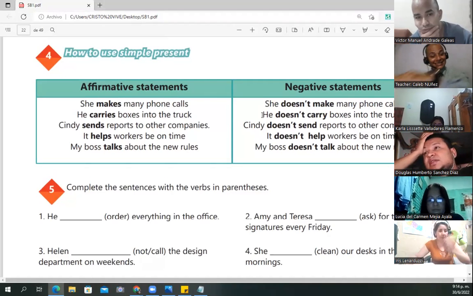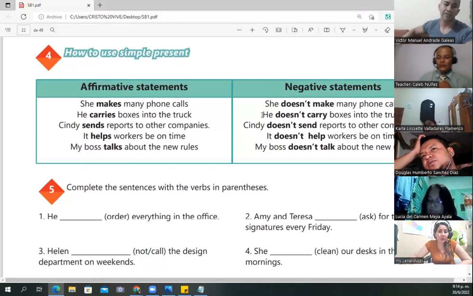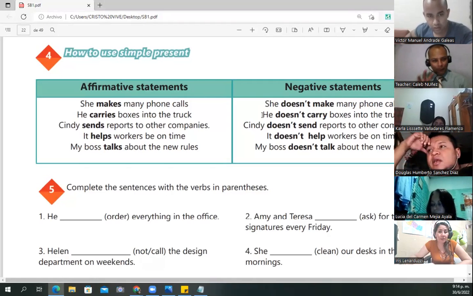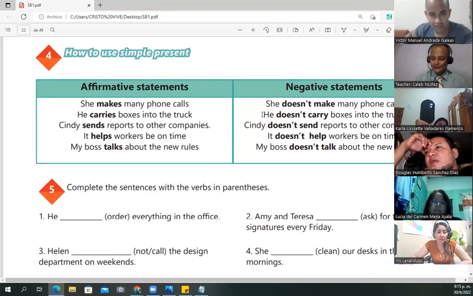Ok, Cindy sends reports to other companies. O sea, ella le envía los reportes, right? She sends. ¿Sí estamos pronunciando esa S ahí? Cindy sends. I send reports to other companies. And the negative: Cindy doesn't send reports. Continue.